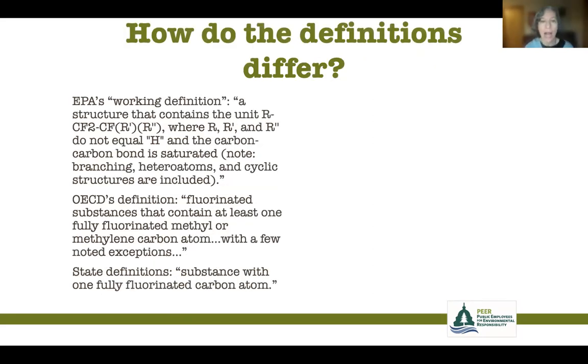So how do the definitions differ? I am not a chemist, and PFAS chemistry is extremely complex. So even though this slide looks a little scary, we're not going to go into detail. You're not going to have to dredge up your high school chemistry here. EPA's working definition basically requires two fluorinated carbons attached to each other, possibly three, depending on what we're looking at. OECD defines it as one fully fluorinated methyl or methylene carbon atom with a few exceptions. And the states and the new bill that just came in at the end of November to the US Congress suggest that it should be defined as a substance with one fully fluorinated carbon atom. Very simple, it's broad. It might capture some things that aren't quite as toxic as others, but it's simple, easy to use, and probably the best definition.